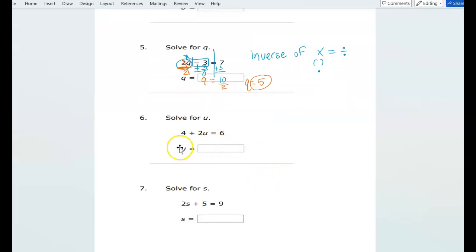Come on, y'all. You can do this. The inverse of multiplication is division. It's just like number 5, except the inverse of, well, okay. Yeah, you do this on your own. Solve for you.